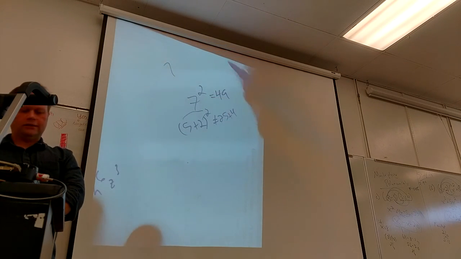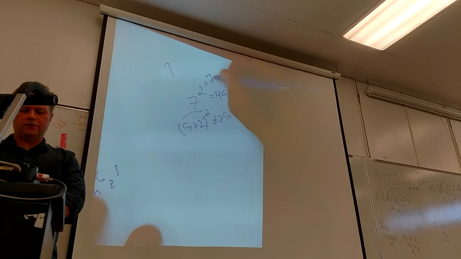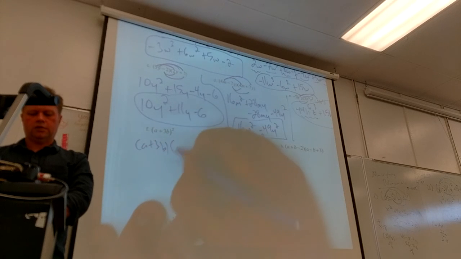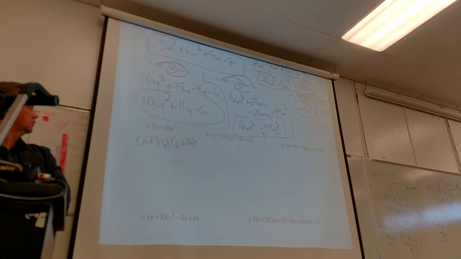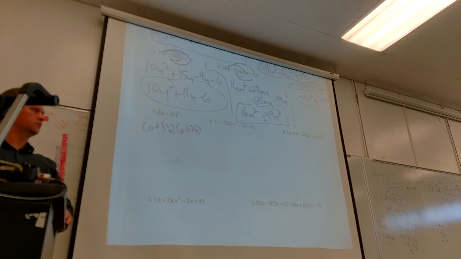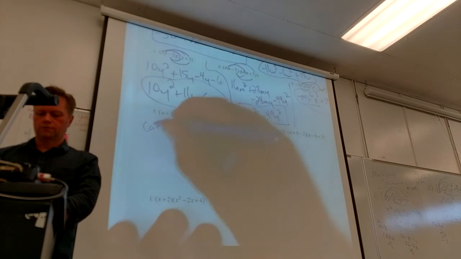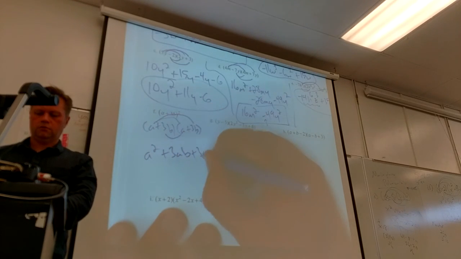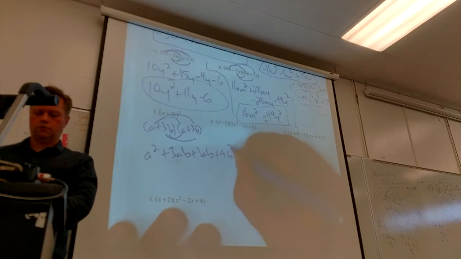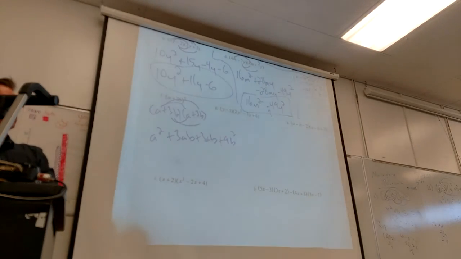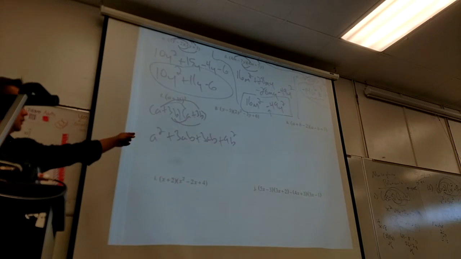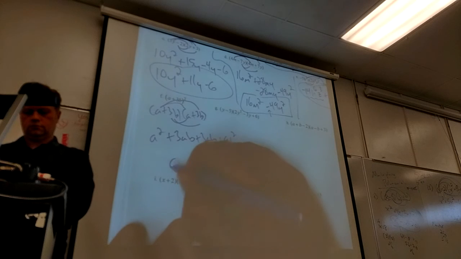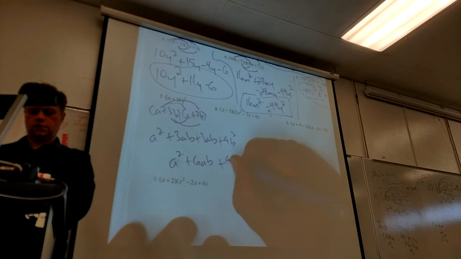So how would I do 7 squared? How would I write that in what's called expanded form? It would just be 7 times 7. Okay, I do the same thing here. What's A plus 3B squared? A plus 3B times A plus 3B. And then you just distribute. A squared, plus 3AB, plus 3AB, plus 9B squared. Sure as shooting, that's right. And then, of course, combine the middle terms: A squared plus 6AB plus 9B squared.